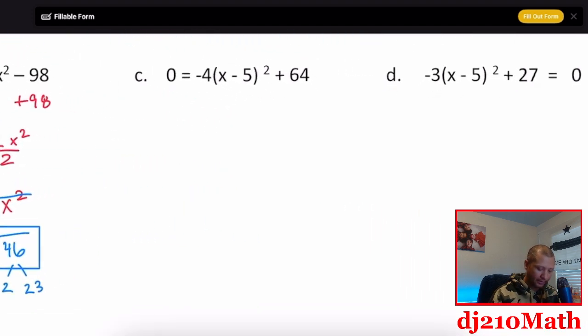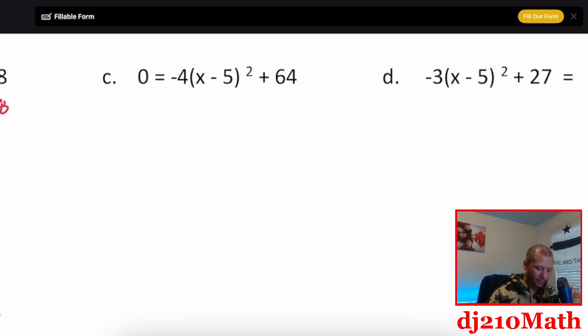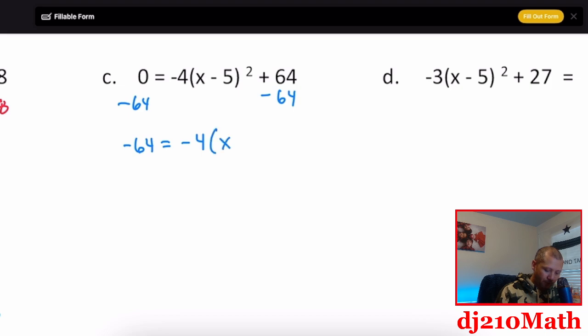Okay, C. Here, it's a little bit more involved, but it's okay. Still, same idea. There's only one x, and it's potentially squared. So we're going to start by moving the 64 by subtracting 64 from both sides. So negative 64 equal to negative 4 times (x minus 5) squared.